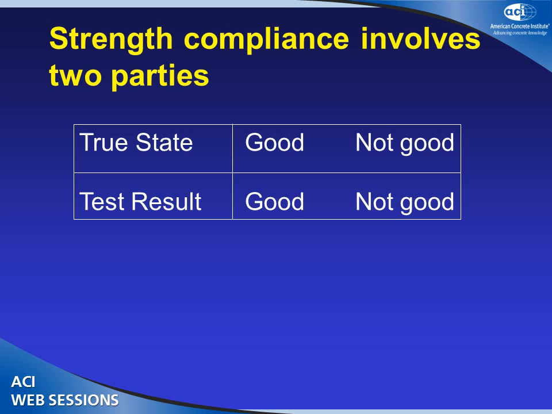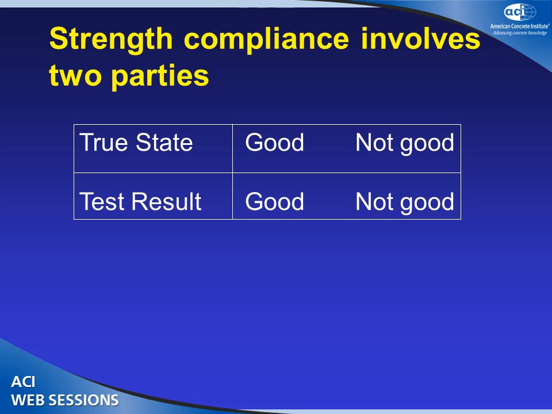So here we've got a little simple matrix, the true state of whatever we're checking. It can be satisfactory or it can be unsatisfactory. The test results are never perfect, and so the test results can say that it's satisfactory or it's not satisfactory. If the test says it's satisfactory and it really is, nobody has a problem. If the test says it's unsatisfactory and it truly is not satisfactory, well, we kind of have a problem, but at least we agree about what the problem is, right?